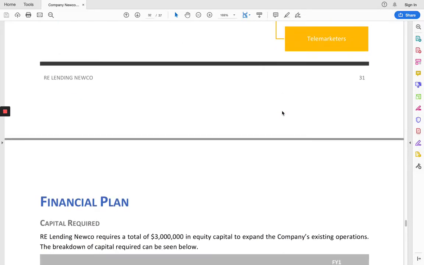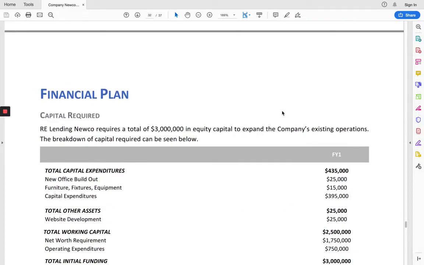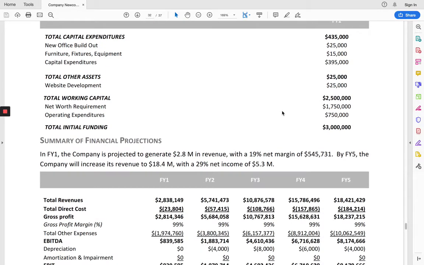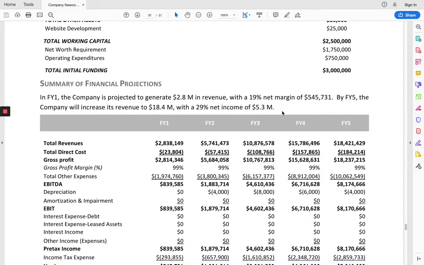Once we're able to do that, we really go down to the most important section of the entire business plan, which is the financial plan. This is the overview of the amount of money you need, where that money will be allocated, and most importantly, with that capital, what is the summary financial projection? What is your projected revenue, projected gross profit, projected operating costs, as well as net profit from year 1 all the way to year 5?